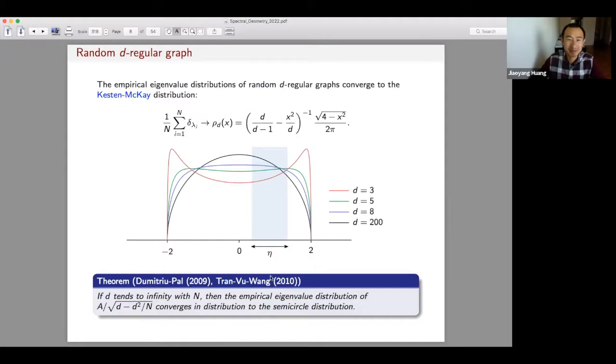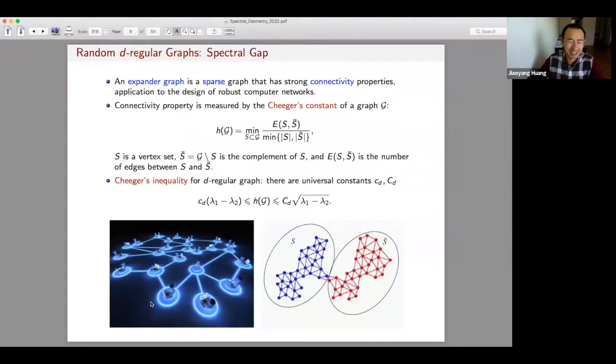For a random d-regular graph, if d is not fixed and grows with the size n, then the empirical eigenvalue distribution, under a slightly different normalization but still roughly normalized by square root of d, converges to the semicircle distribution. This is about the global eigenvalue distribution for random d-regular graphs. Now I'm mainly interested in the extreme eigenvalues.